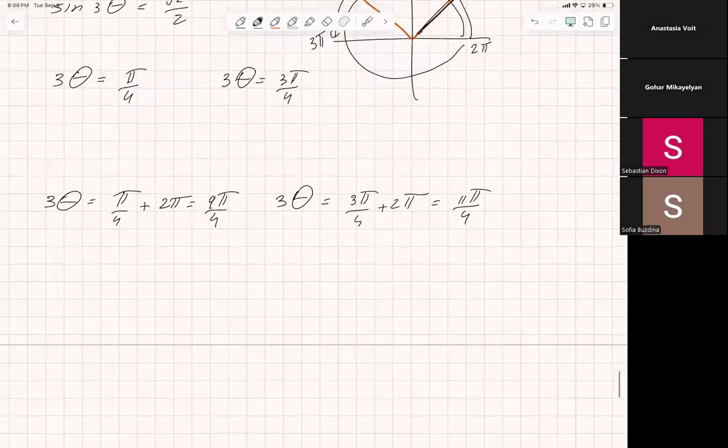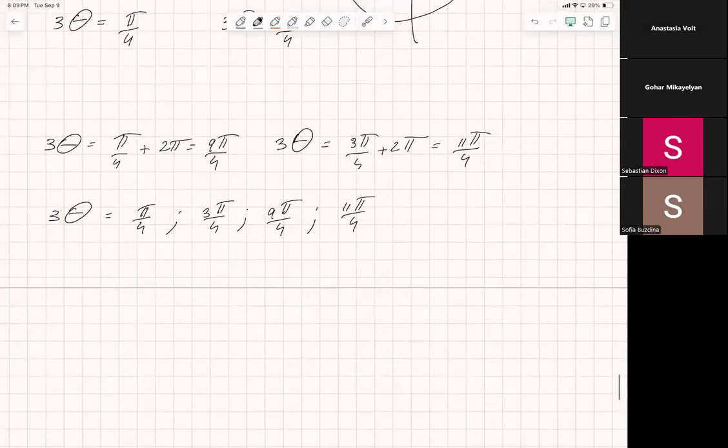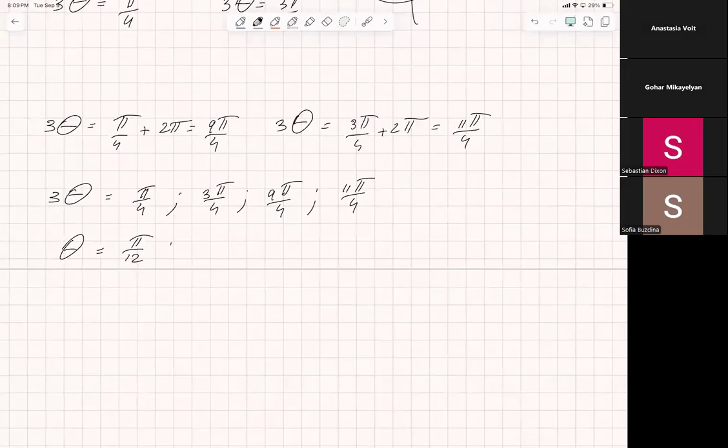So I have technically 4 answers, right? So my 3 theta is equal to pi over 4, 3 pi over 4, 9 pi over 4, and 11 pi over 4. But that's not the end, right? Because we need to get rid of this 3 now. So we need just to divide by 3 everything, or every single one of them. So my theta would be then pi over 12.